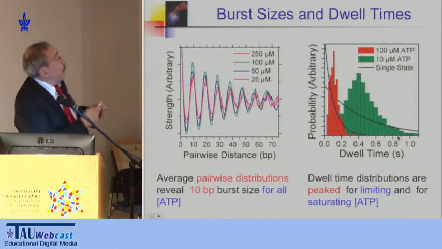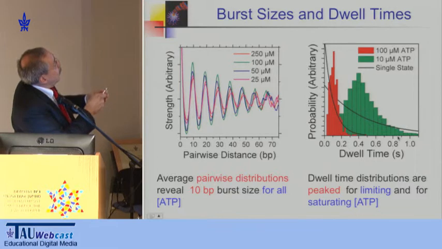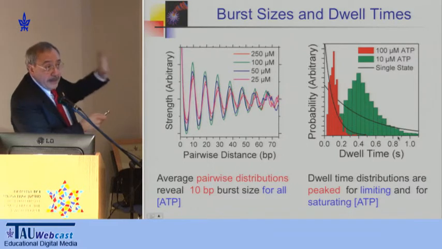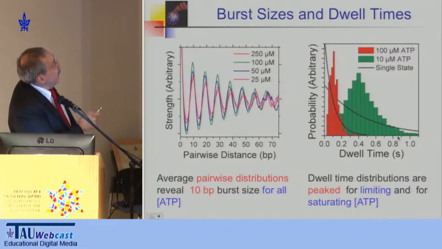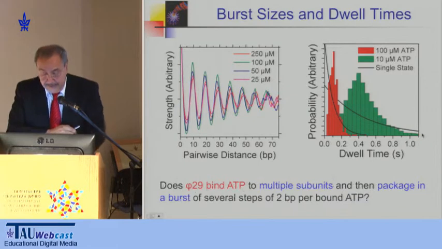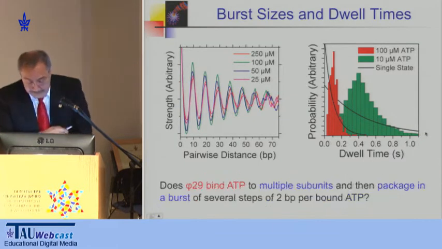In fact, you can do a pairwise distribution function for all those curves, for the different concentrations of ATP, and you see very clearly 10, 20, 30, 40, 50, etc. So the data is there. And now you may ask, how are these dwell times distributed?